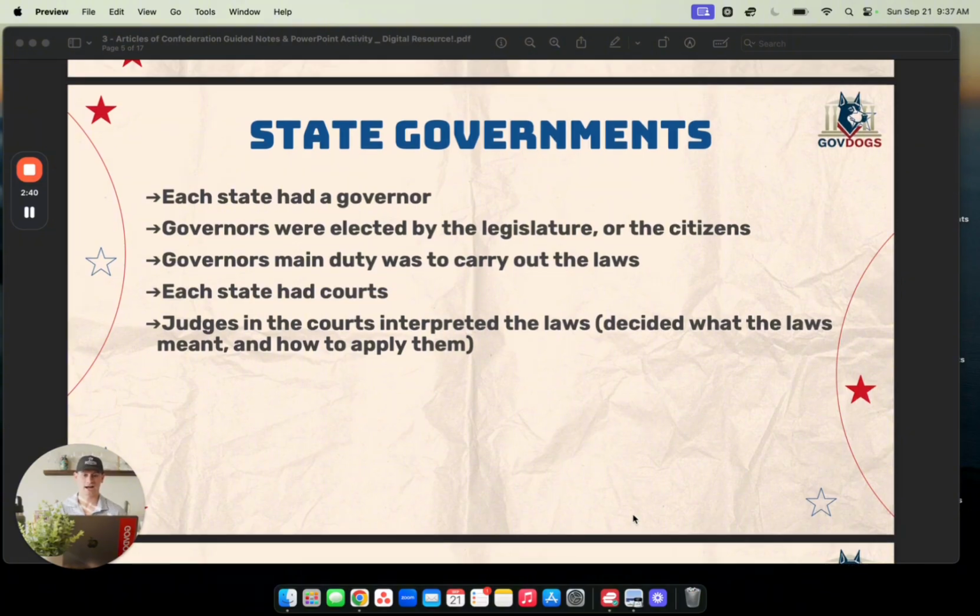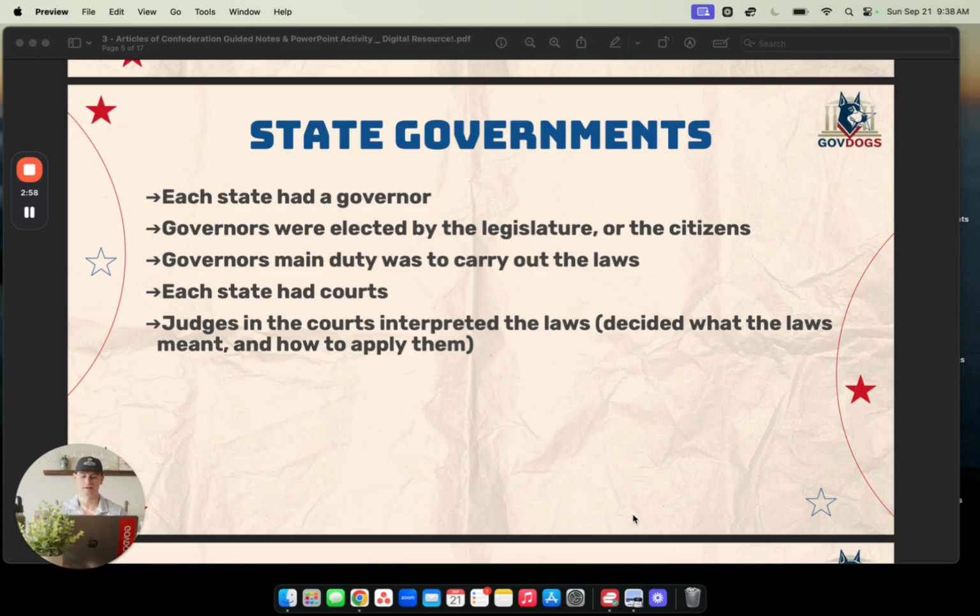On the executive side, each state also had a governor. So if you think of the executive or the chief executive of the United States as the president, the chief executive of the state is the governor. Governors were elected by the legislature or the citizens, depending on the state in which we're talking, and the main duty of any executive is to carry out the laws.